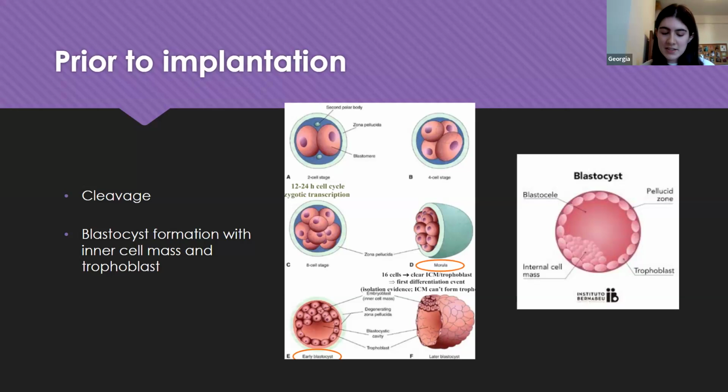Blastocysts can be important in terms of twins. If you have non-identical twins, they'll be derived from two different zygotes, and you will always have two blastocysts. But if you have monozygotic twins, so from one zygote, they can have one or two blastocysts, and that can impact placental development.